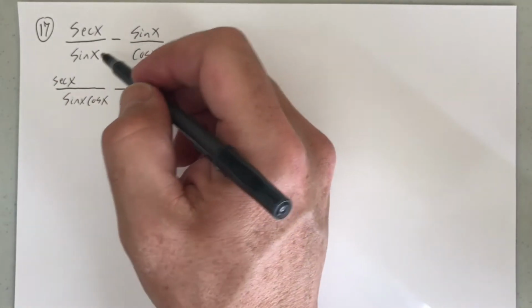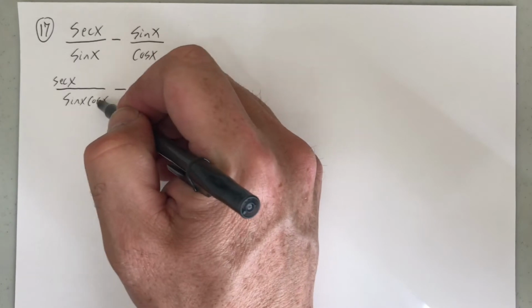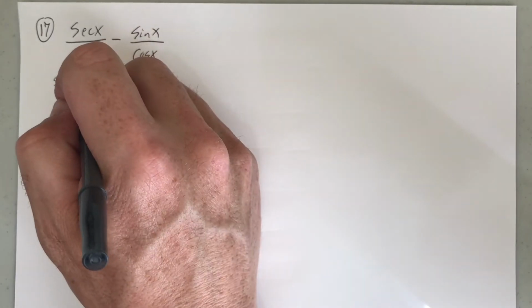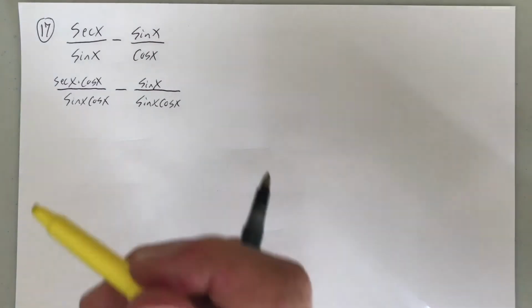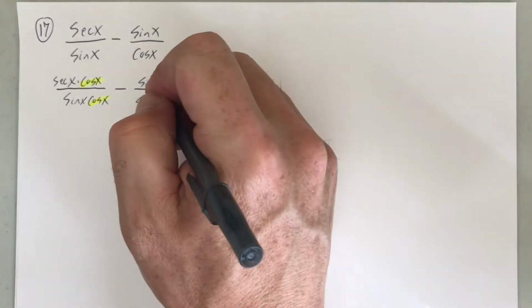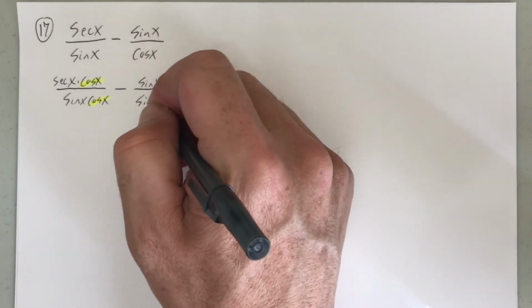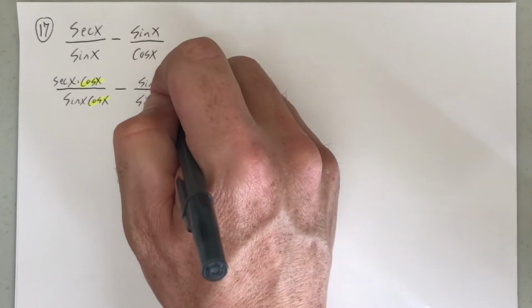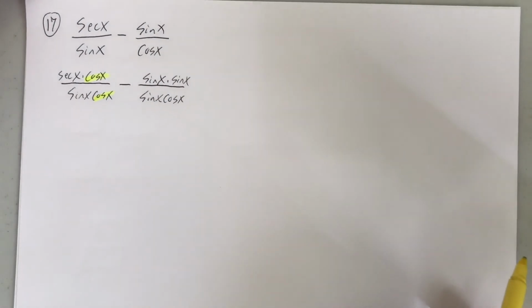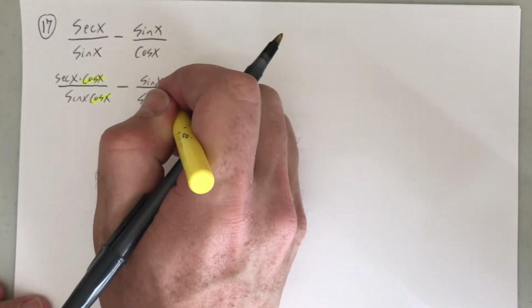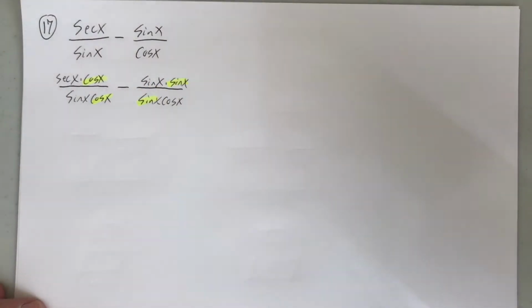Now I already have a secant x up here, and I have a sine x up here. So now if I want to get this to be my common denominator, I've got to multiply top and bottom by cosine x, so I keep the fraction equal. And then over here, if I want this to be sine x times cosine x, I have to multiply by sine x, top and bottom. So I'm going to go ahead and do that. Sine x and sine x.